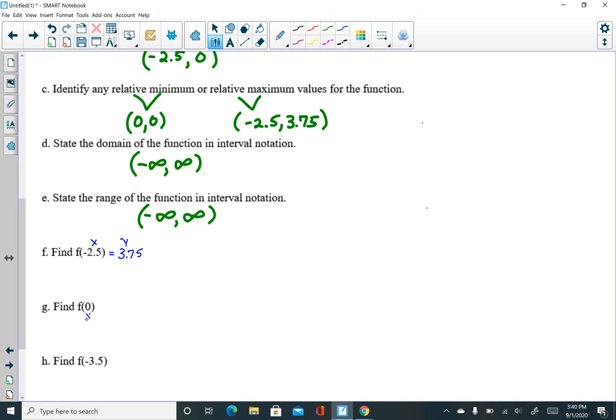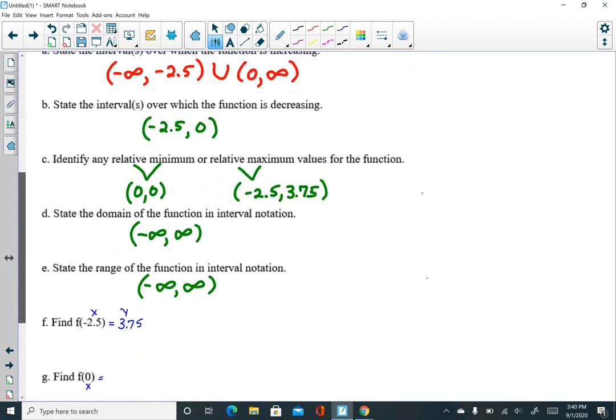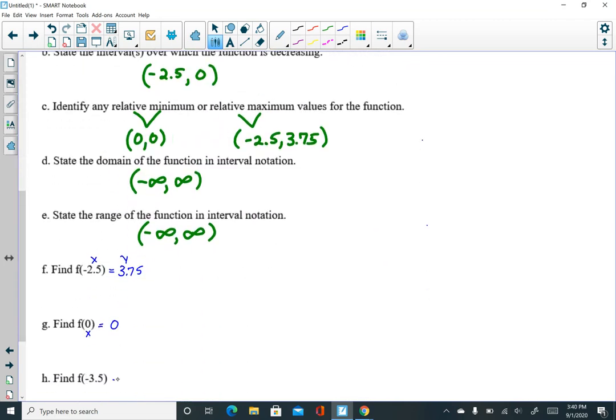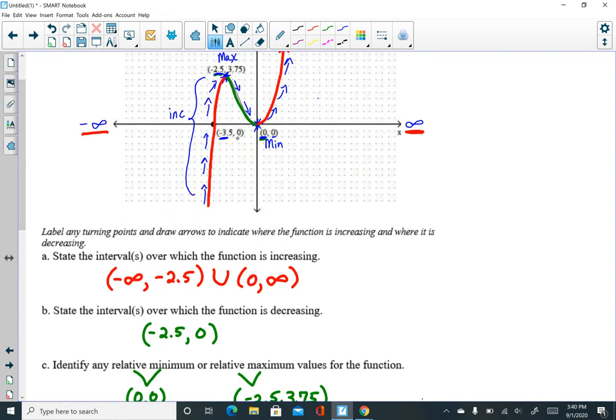Letter G, when your x is 0, it wants you to find your y. So when x is 0, our y value is also 0. And then the last one, when x is negative 3.5, your y value is also 0, right? Negative 3.5 here for my x, my y value is 0.